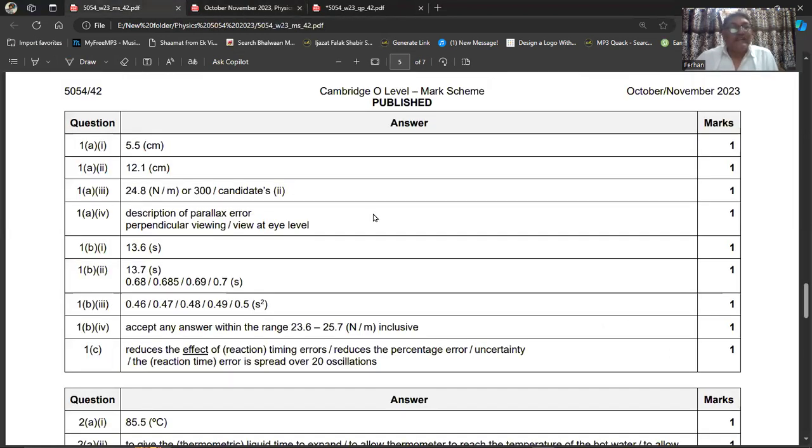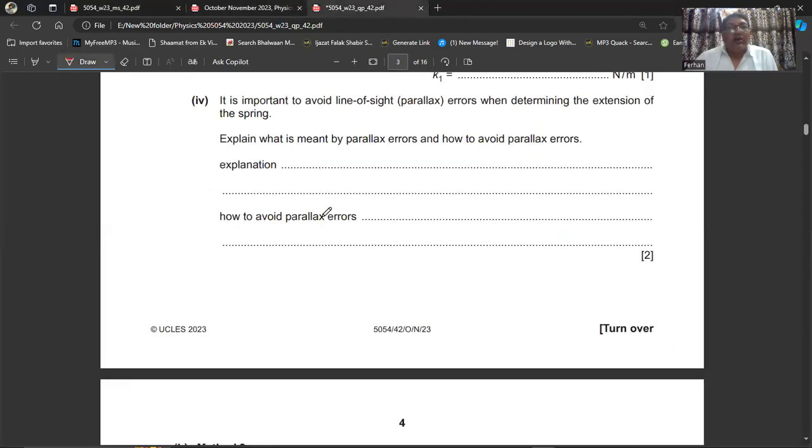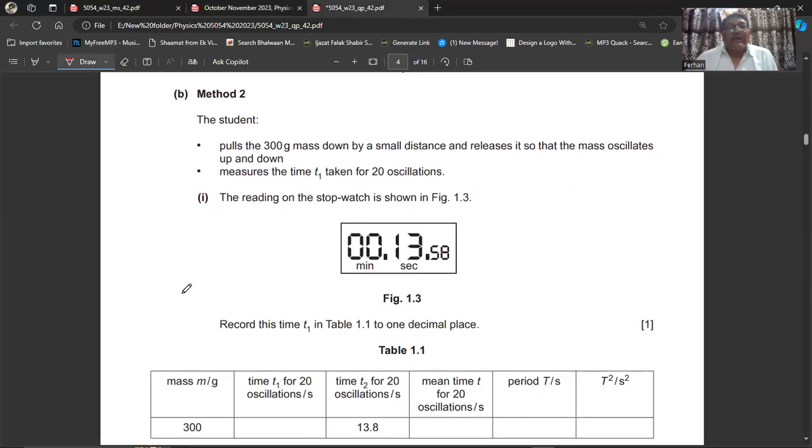I hope you understand. So this is the marking scheme. I hope you can read it. Okay, so we are going to method number 2. That was method number 1, in which they found the extension and then they found the K value, 300 divided by e. So keep that in your mind.